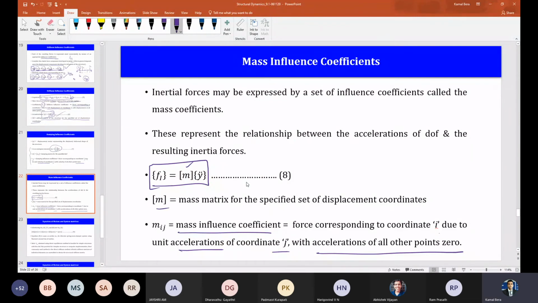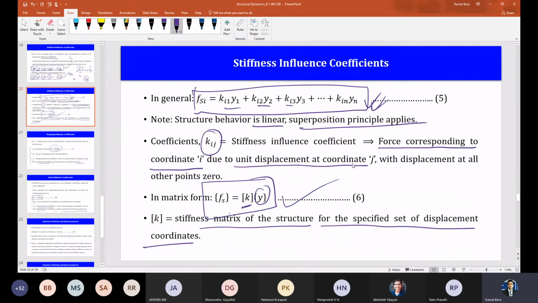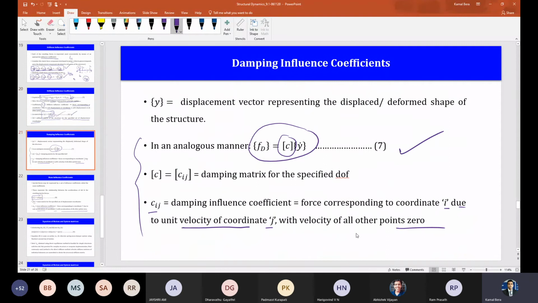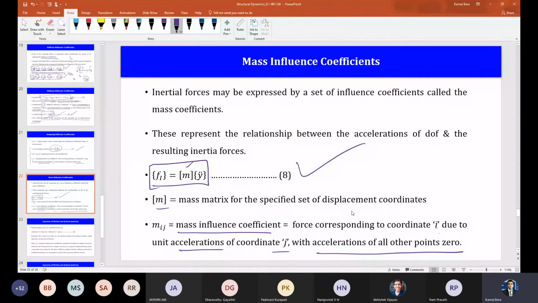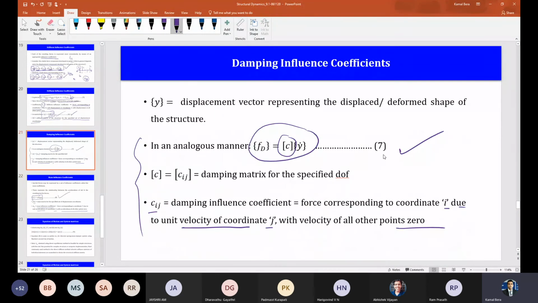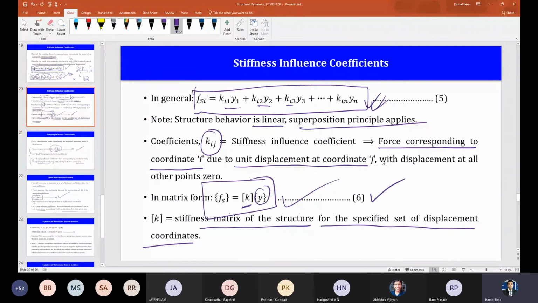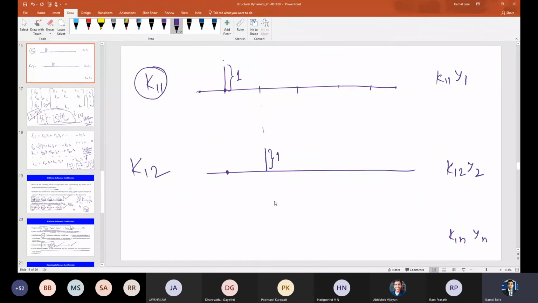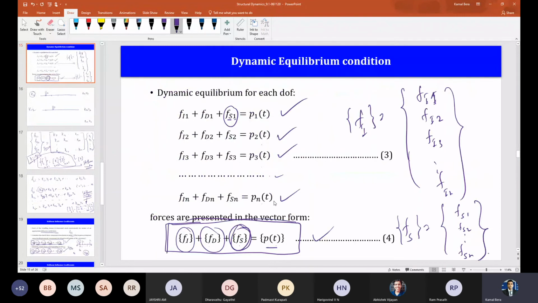Right. So this is the mass matrix. Now I am going to substitute equations 6, 7 and 8, that is Fi equals M into y double dot, Fd equals C into y dot, and Fs equals K into y. Correct. I will substitute in this expression, that is Fi plus Fd plus Fs equals Pt. Then what I will get? I will get the equation of motion, right? M into y double dot plus C into y dot plus K into y equals Pt.